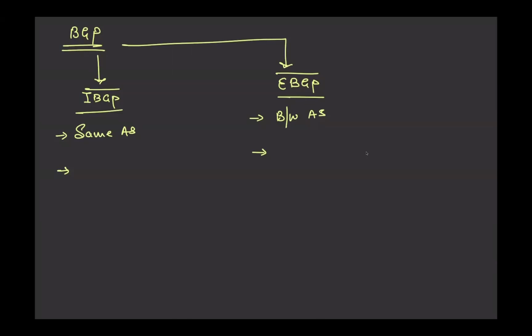If EBGP modifies it, then why do we use the next-hop-self command? The next-hop-self command we configure only on the edge router, which is the EBGP neighbor. Your edge router is the EBGP neighbor.